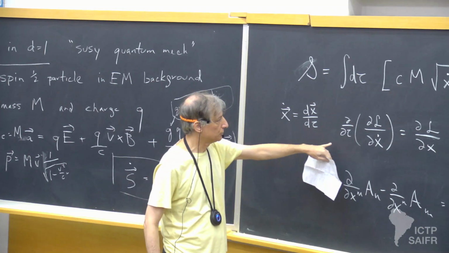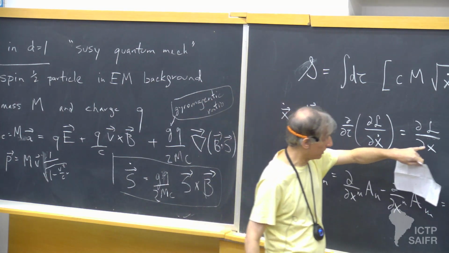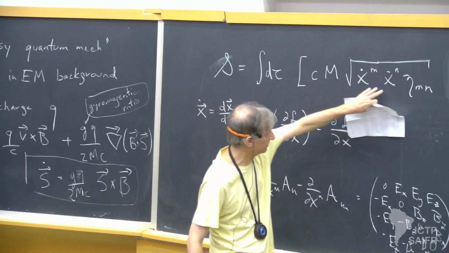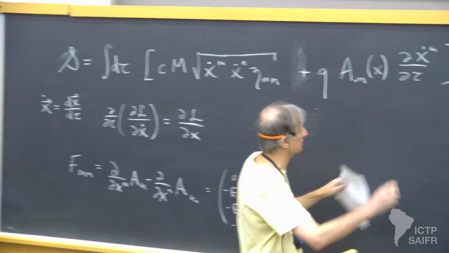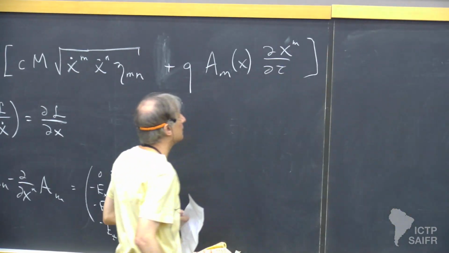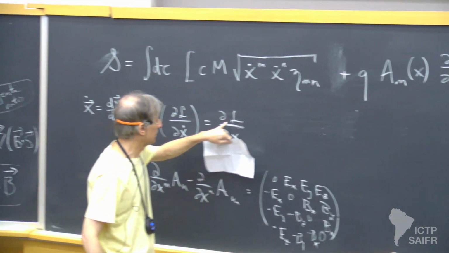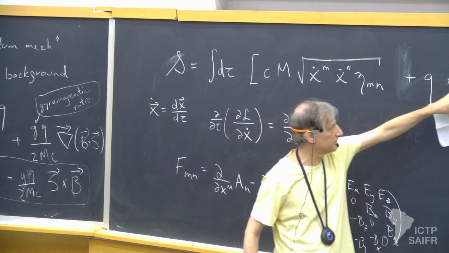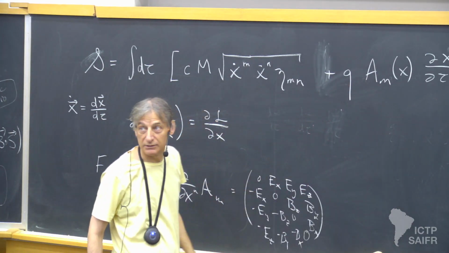So now when I compute the equations of motion, you get a contribution from dL/dx dot, from, of course, here and from this thing. Sorry, this is dx. But you also get a contribution from here coming from the derivative of A_m with respect to x.